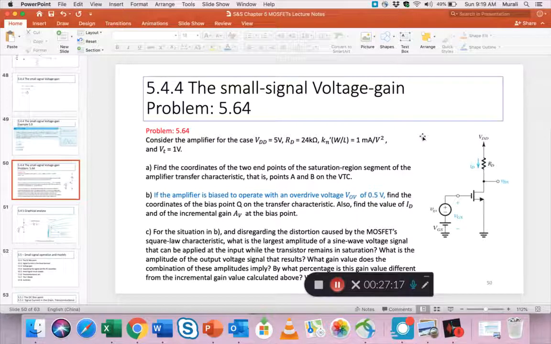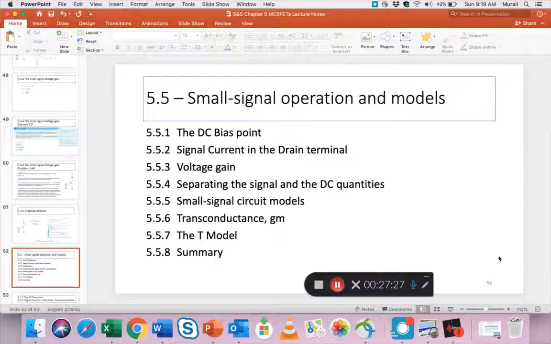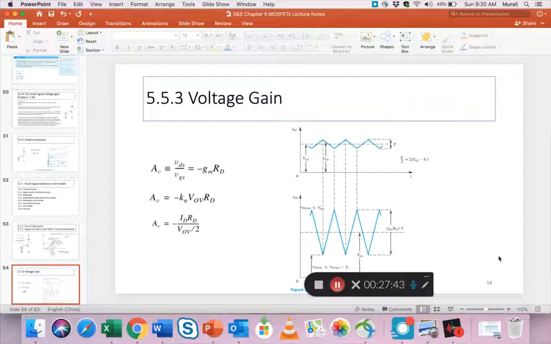Okay, so I think we're done with that example, and let's move ahead to the next section, where we look at some small signal models and some problems related to that. So I'm skipping past some slides, 52, 53, 54. Yeah, on slide 54, I wanted to point out some formulas for gain, and we'll use some of these in the next examples. In fact, here's one unique formula for AV.